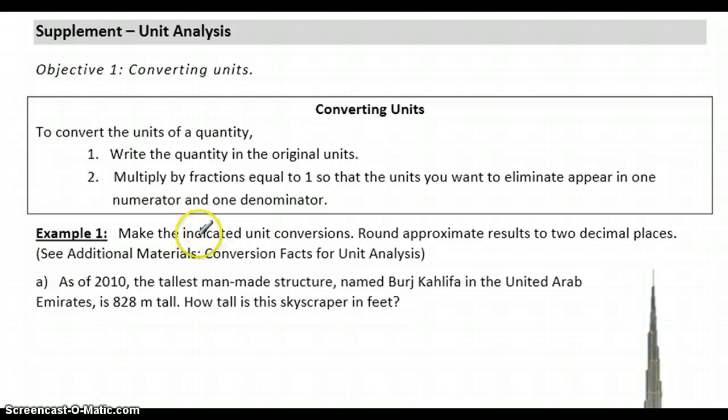Okay. Now, while I am looking at any of these unit analysis problems, I'm also going to want to look at the conversion facts for unit analysis file. So I'm going to open that right now to get a look at what that looks like.